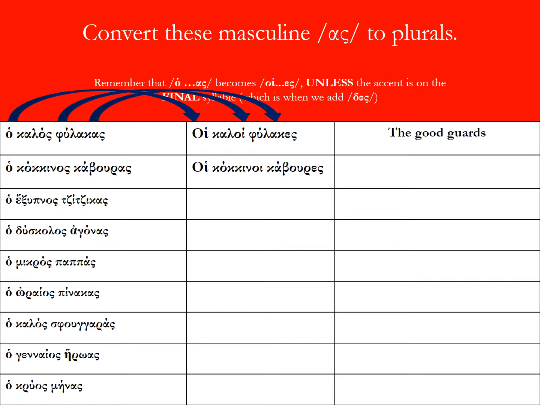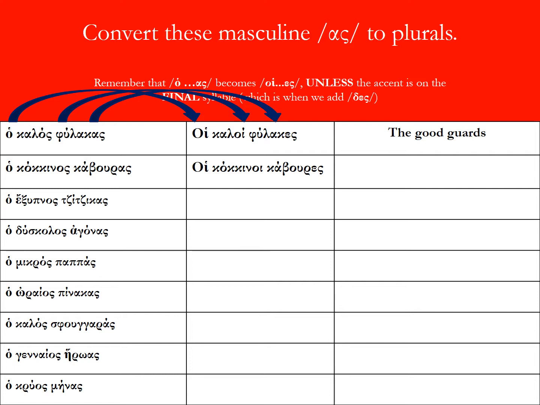When we talk about nouns and adjectives, they have to be the same in gender, case, and number. Case, remember, is just the part of speech. And number, singular or plural. They will not always look alike. That's very important to remember.